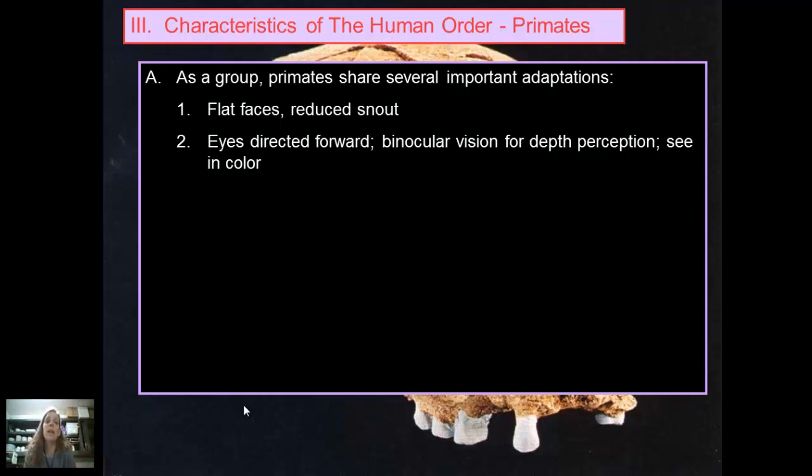Also, we see in color. Mammals see varying degrees of color. So cats tend to see reds and I believe it's yellows, but they don't necessarily see the full spectrum of color as humans do. And also, humans only see one spectrum of color. We don't see, for instance, UV or infrared. Those are different spectrums of color.